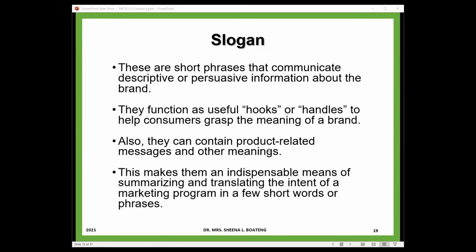So moving on, we have talked about brand name and we've talked about logo and symbol. Now let's talk about slogan, right? And we say slogans are short phrases that communicate descriptive or persuasive information about the brand. And they function as useful hooks or handles that help consumers to grasp the meaning of the brand. And sometimes in grasping the meaning, they will try and add certain product-related messages to the slogan to help customers form unique associations between the slogan, the brand's meaning and its message, and the specific product offering in their minds.